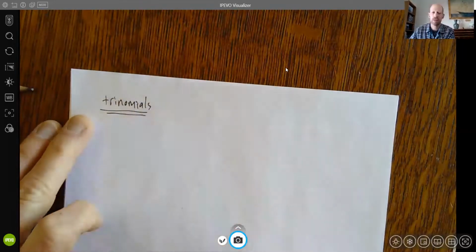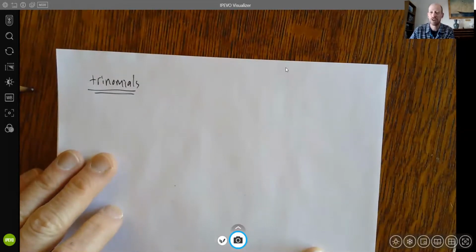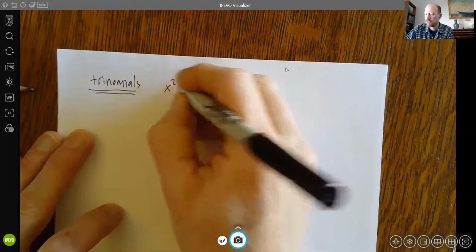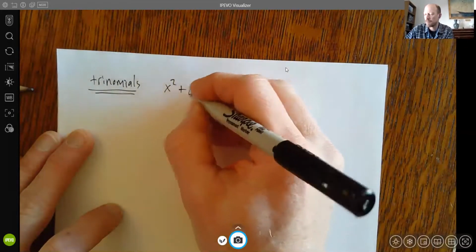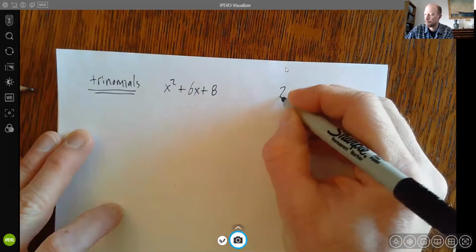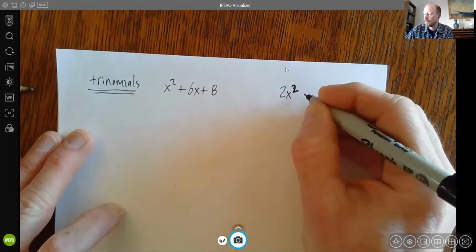With factoring and sort of moving forward with factoring, you'll probably spend most of your time and energy factoring trinomials. Trinomials that look something like this, or 2x squared.